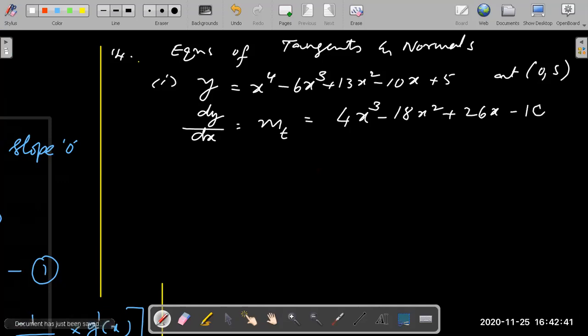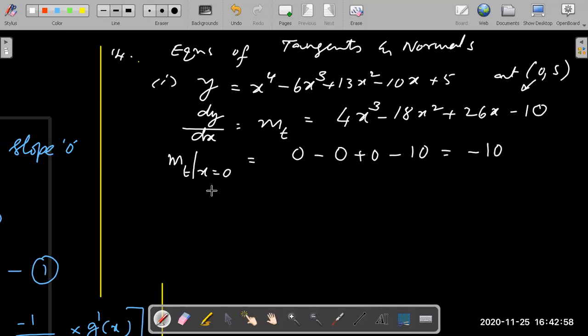So obviously it is having x values. So I need to substitute x equal to 0 into this. So mt when x equal to 0 is 0 minus 0 plus 0 minus 10, so this is equal to minus 10. So I have the slope of the tangent, mt equal to minus 10.